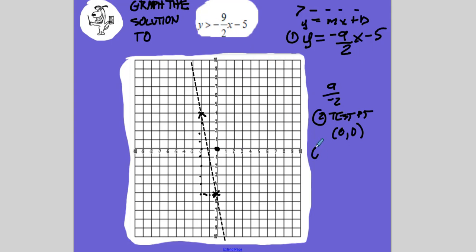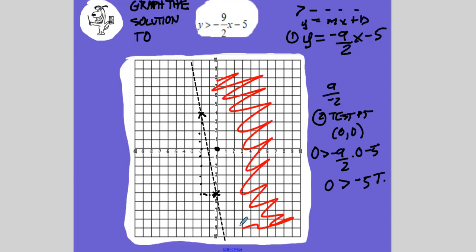So replace y with 0, replace x with 0, and determine is this true or false. Well, 0 is greater than 0 minus 5, so that's true. So since the test point is in the right half plane, we shade in that direction. So the solution to this is all these points here shown in red.